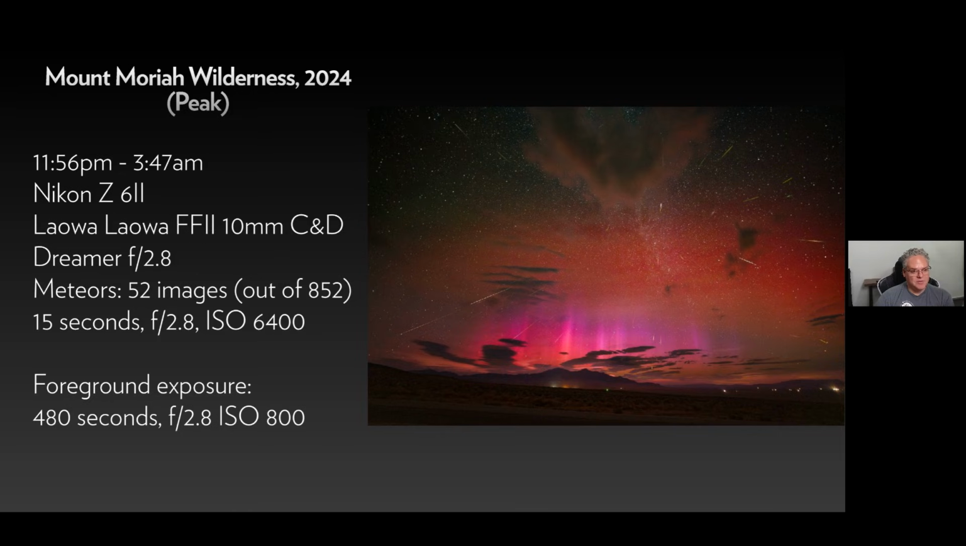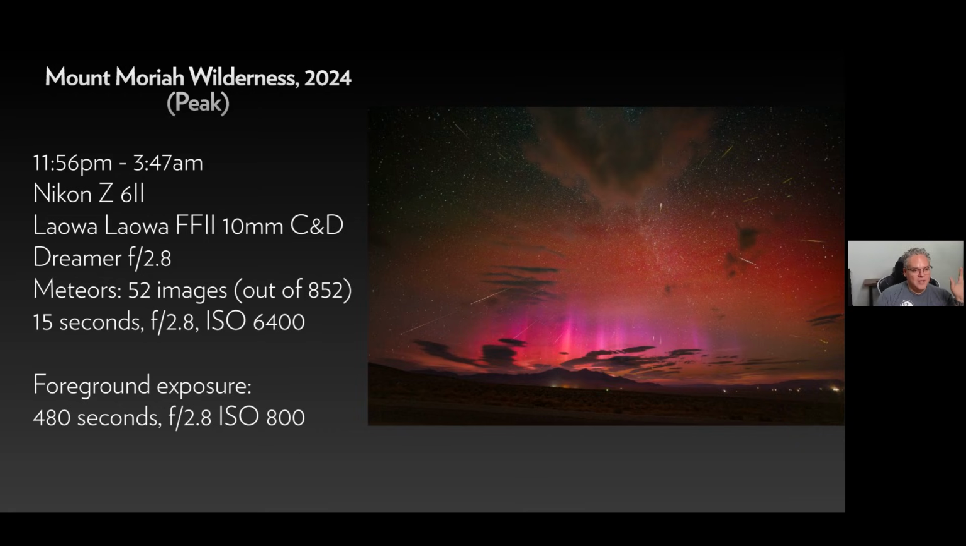And then this is facing to the north, and it's so bad. I mean, it's terrible. It's beautiful, but the aurora sort of outshines all the meteors, but they're up there and they're coming out. And it was still awesome. And again, different foreground exposure, 480 seconds at ISO 800 versus all of those NPF rule shots up top. So 852 pictures only got 52 meteor pictures.